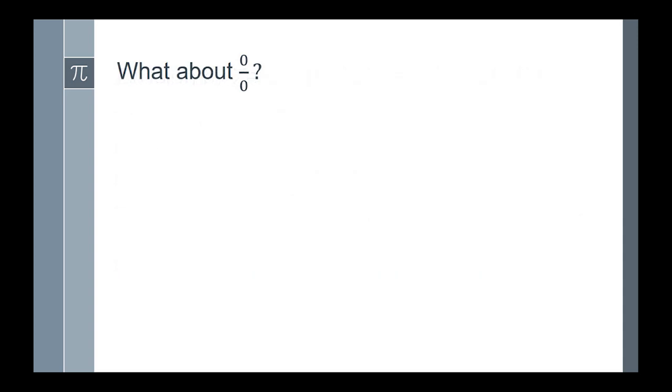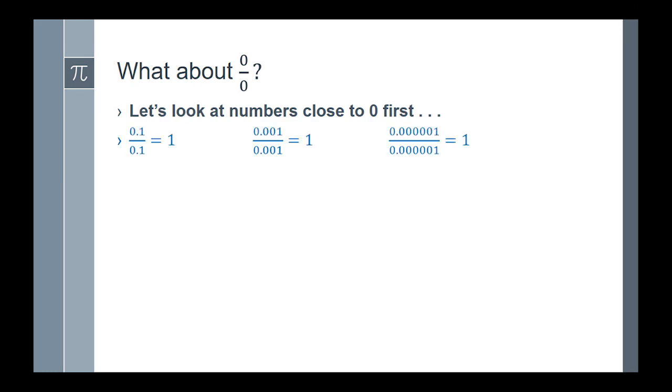Okay, well, but what about 0 divided by 0? Because then if we check that using multiplication, and we say it's 0, then 0 times 0 is 0. However, let's look at numbers that are really close to 0 first. So we're assuming we're not going to use exactly 0 in the numerator or the denominator. We're just going to look at things that are getting smaller and smaller and closer to 0, but they aren't actually equal to 0.